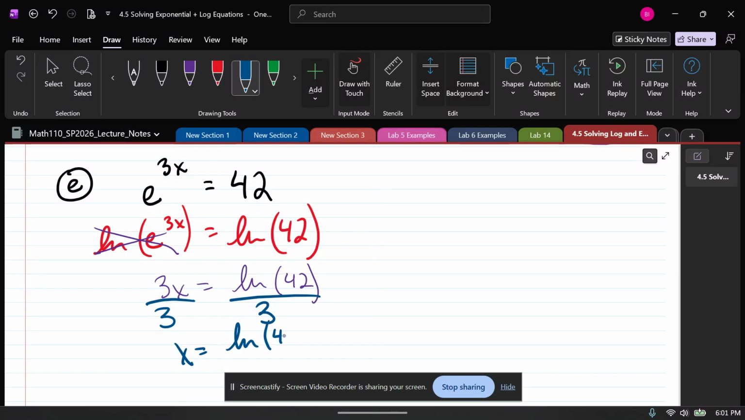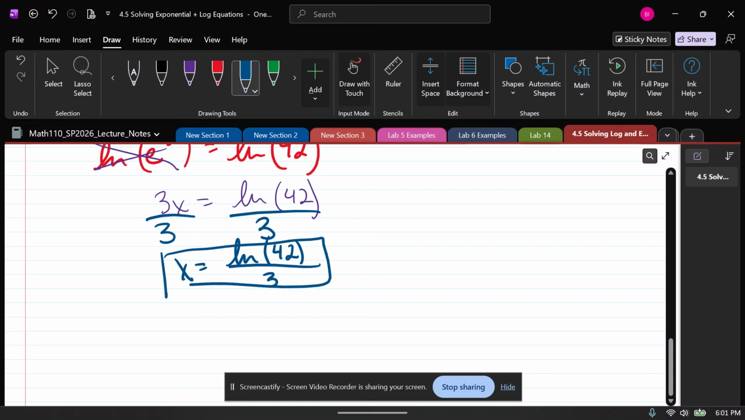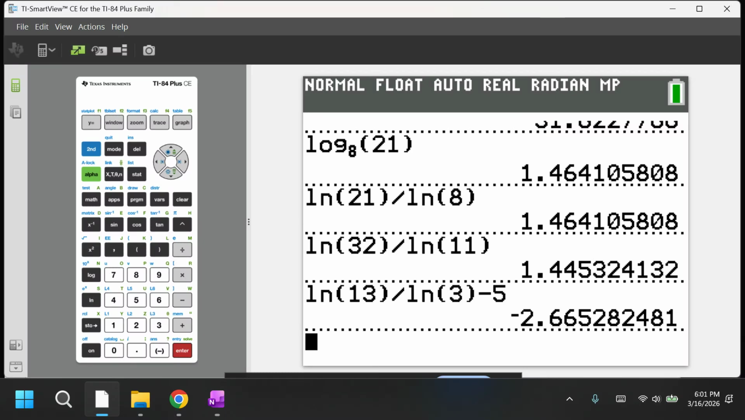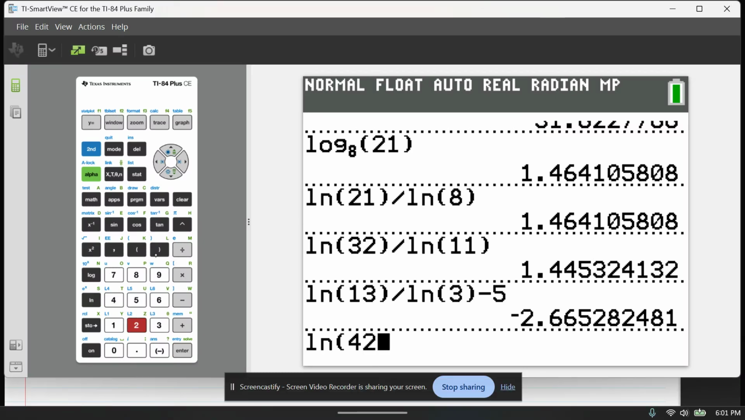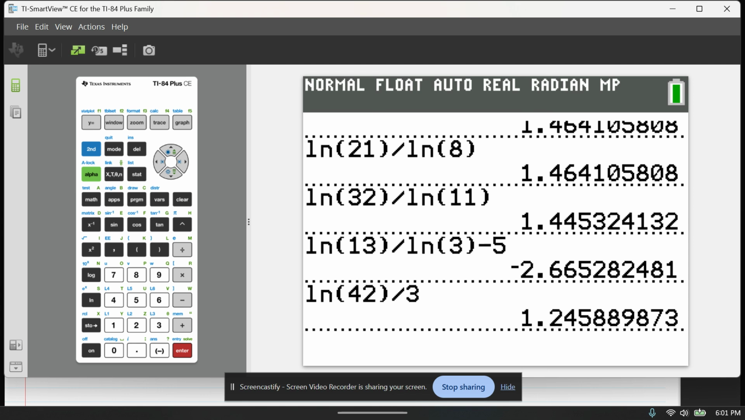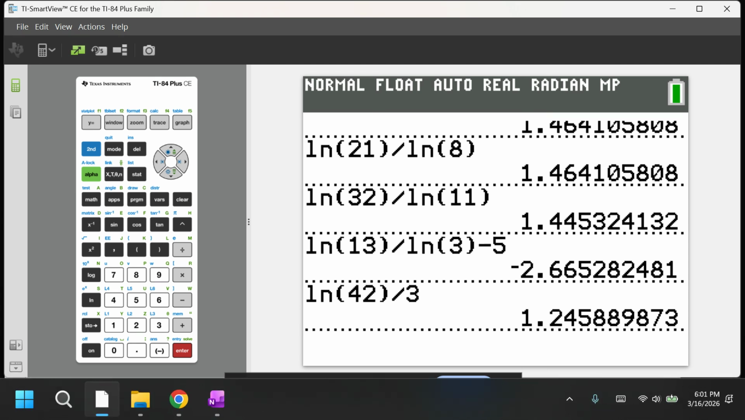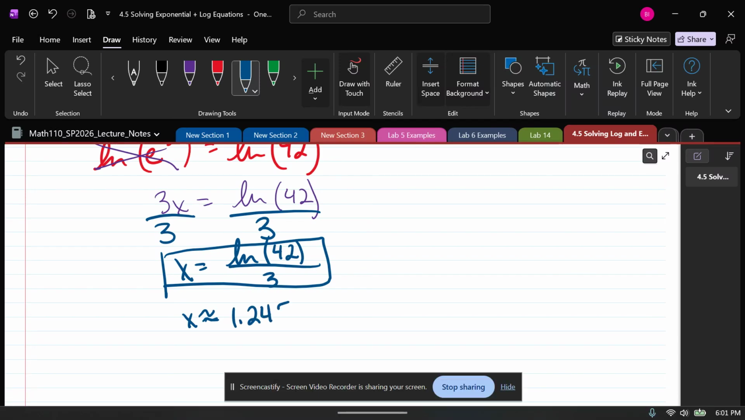So my exact answer is natural log of 42 divided by 3. My decimal approximation, I got to go to the calculator to get. Go in 4 decimal places again. Natural log 42, close the parentheses, divided by 3. 1.2459. Not too difficult so far.